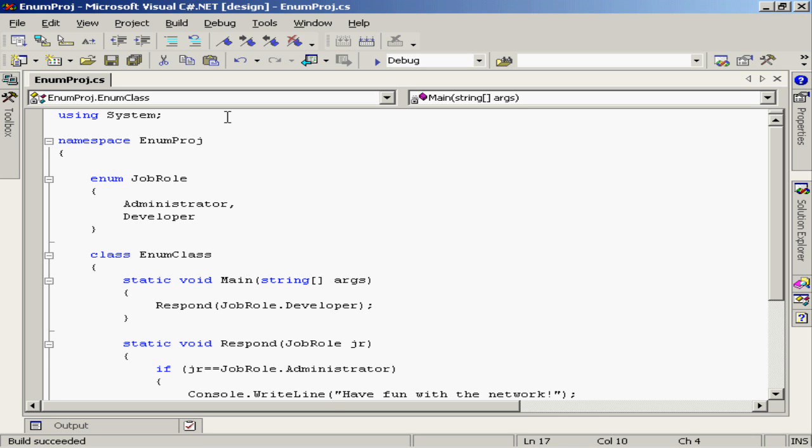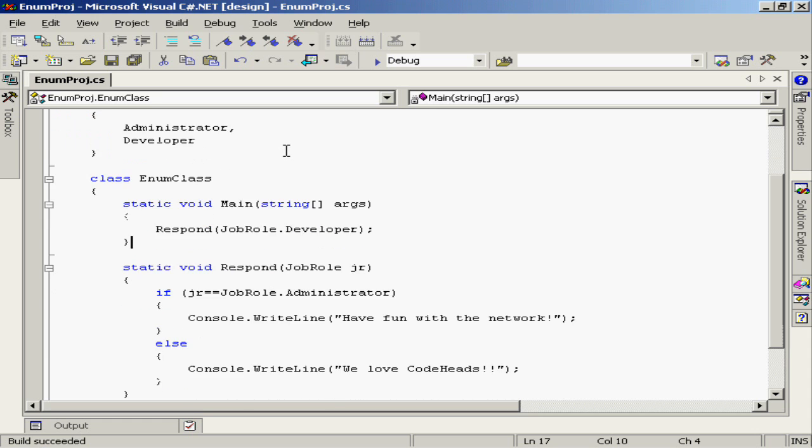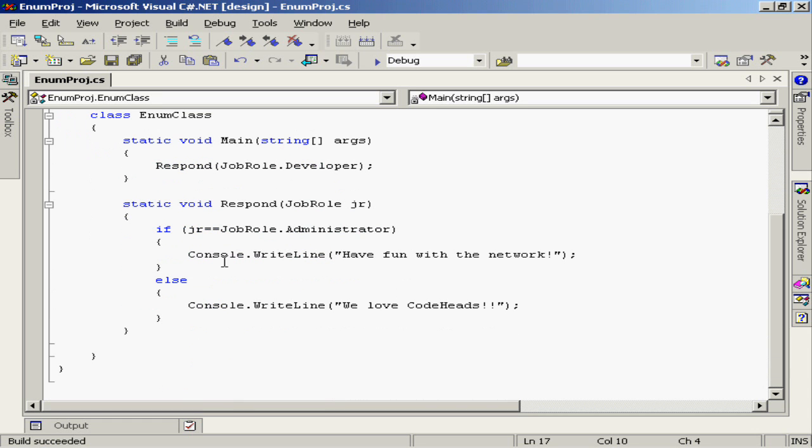Notice that at the very top of this listing, before the namespace declaration, we have a using statement, using System. What this means is that any of the classes that are defined within the System namespace can actually be referenced just by using the name of the class. You don't have to use the full reference of System.classname.